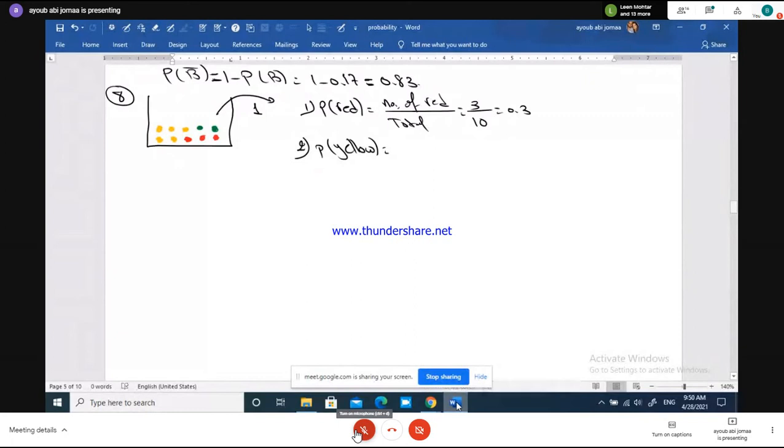Yes. What is the probability of yellow? Still in the same experiment, select a marble. Okay, select a marble from this jar. What is the probability that the selected marble is yellow? We do the same as above. So what do I write? Number of yellow over the total, so 5 yellow we have over 10, it comes to 0.5. Very good. Thank you.